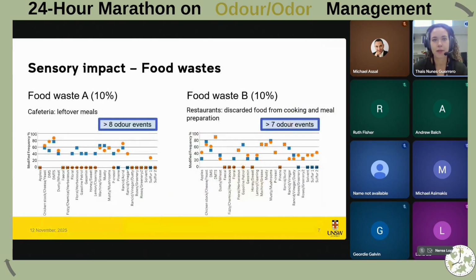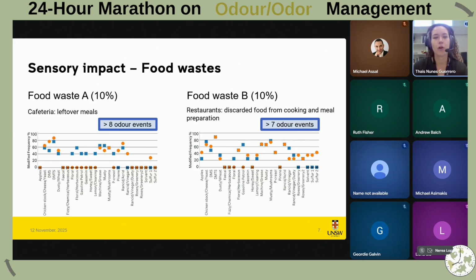And in terms of sensory impact, we had two different types of food waste added at 10% ratio, so 10% food waste, 90% sludge. And they were from different sources. Food waste A was from cafeteria leftover meals, and then food waste B was restaurant discarded food from cooking and meal preparation. And we observed that they had a similar increase in terms of odor events, 8 and 7.